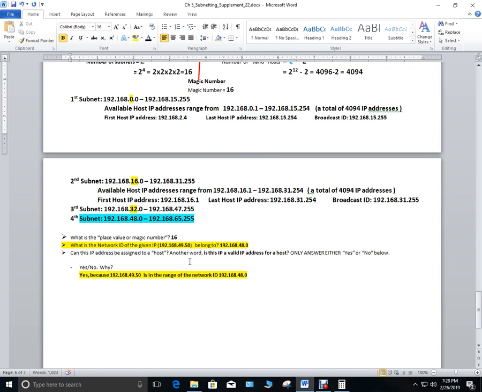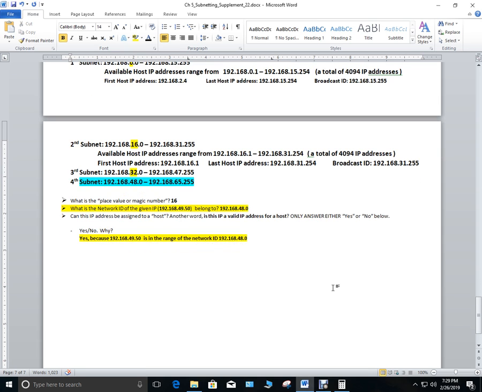Alright, now can this IP address be assigned to a host? In other words, is this a valid IP address? And the answer is yes, because it's in this range right here. So it is. Yes, because 192.168.49.50 is in the range of the network 192.168.48.0. Okay? Alright. Thank you.